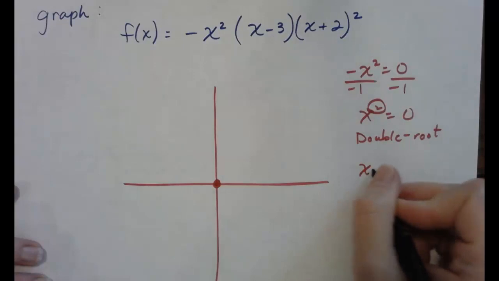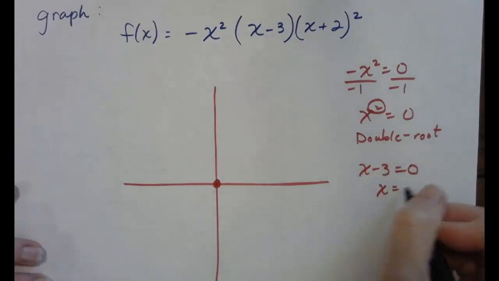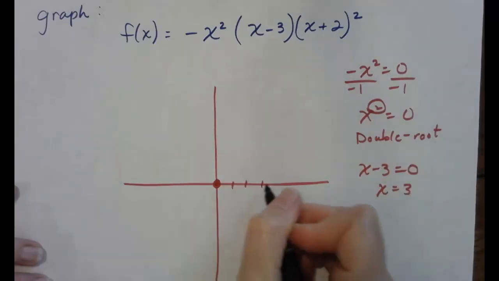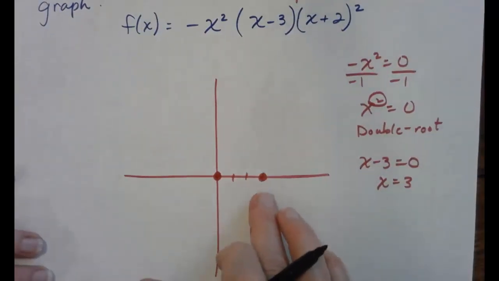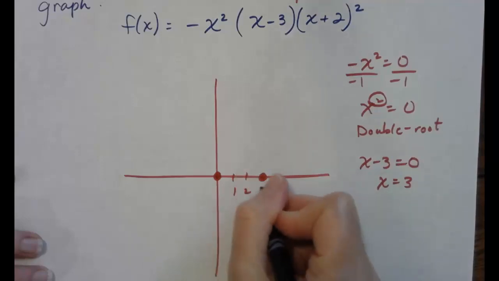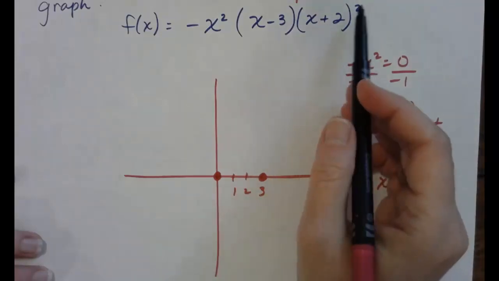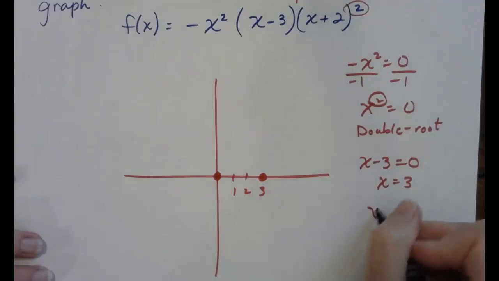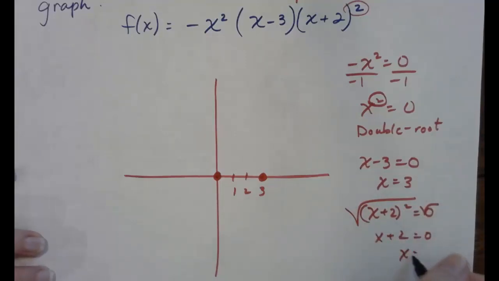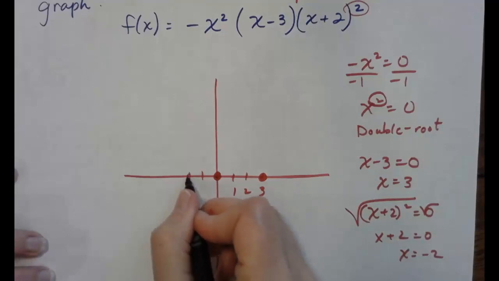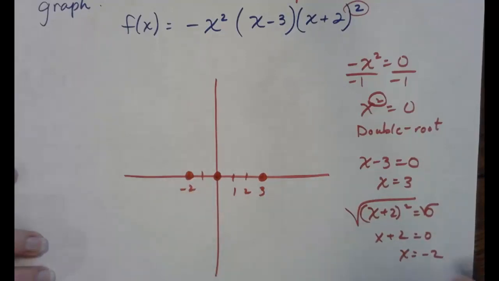The next factor is x minus 3. That's x equals 3. That is to the first power, so it's going to pass. It's going to pass at positive 3. And then our next root is also going to be a double root. x plus 2 quantity squared equals 0. Square root, x plus 2 equals 0, x equals negative 2. Again, at negative 2, it's going to bounce because this is a double root.